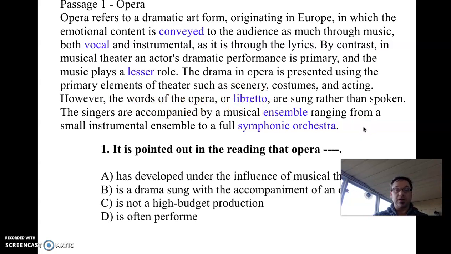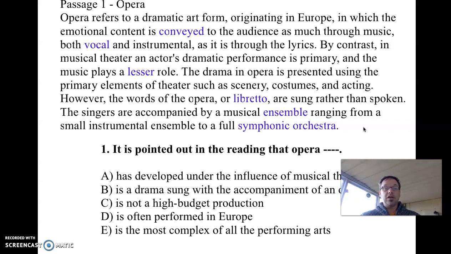Let's look at the first question. It is pointed out in the reading that opera, here I want you to pause the video, figure out what the answer is. If you chose B, you are correct, right? It tells us down here at the end, right? A drama sung, right? With the accompaniment of an orchestra, right? Accompaniment of an orchestra. The singers accompanied, right, by the orchestra.